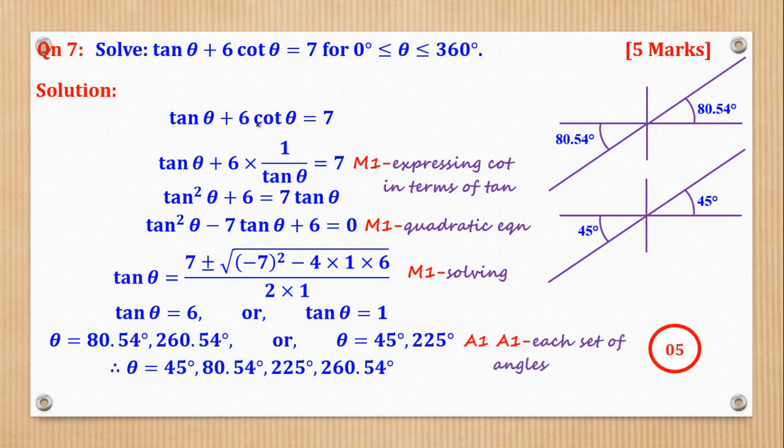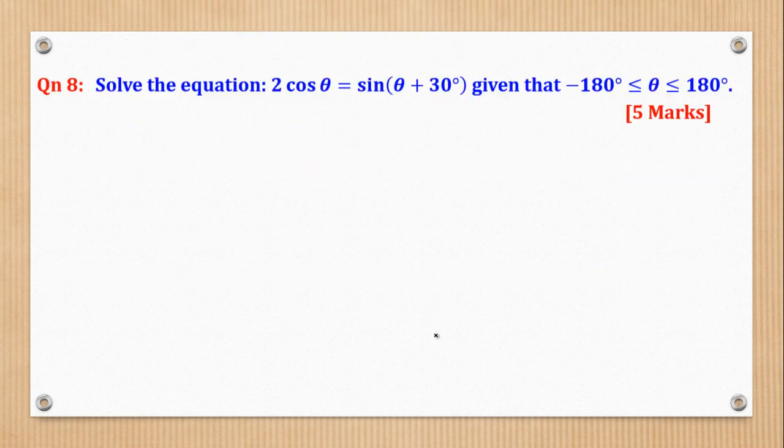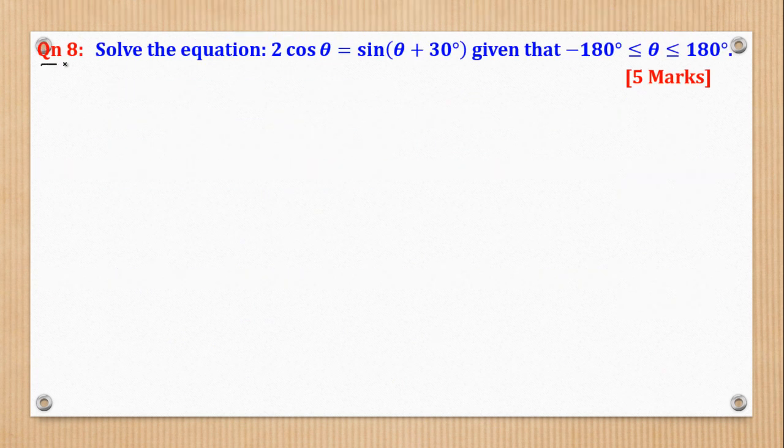So here the first method was for seeing you changing this to this, then a quadratic formula, solving. This A1 is for this set of angles, this one is for this set of angles. Then question 8 says solve the equation this given that theta ranges from negative 180 to positive 180. So that is what we are given.